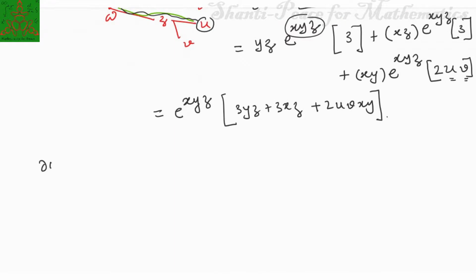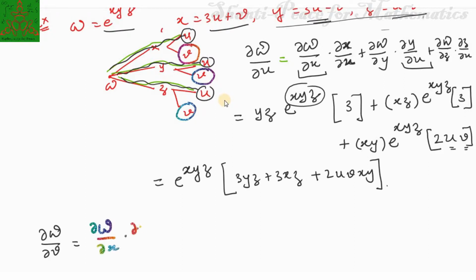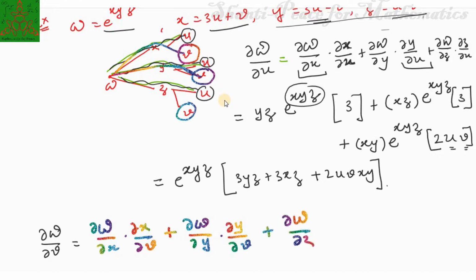Same way you can calculate del w upon del v. Also we have here three paths, that is v at the three places. So that's why you will have three paths here, that is del w upon del x into del x upon del v, that is via this path. Del w upon del y into del y by del v, that is the second path. And the third one, that is del w upon del z into del z by del v.